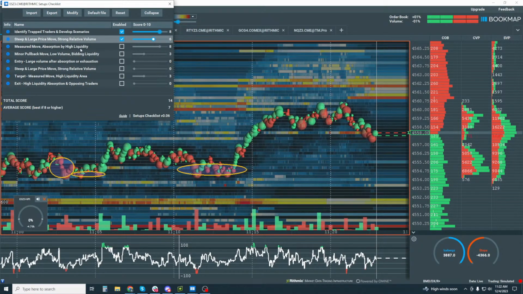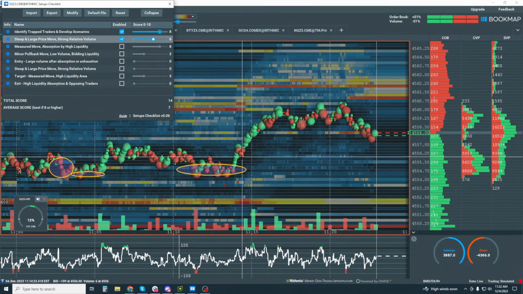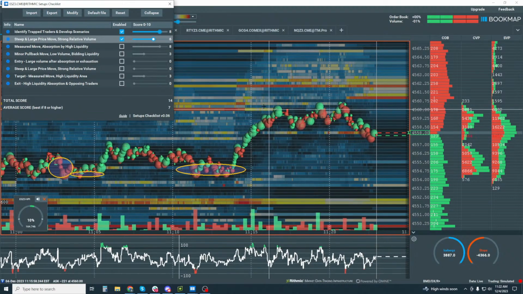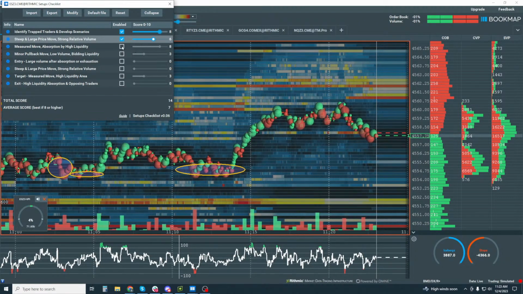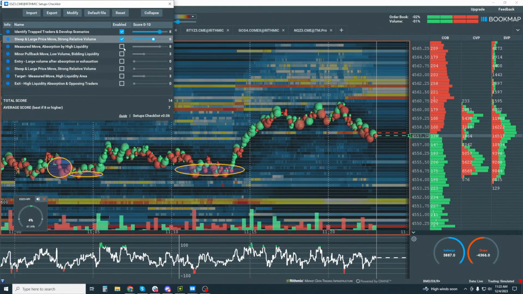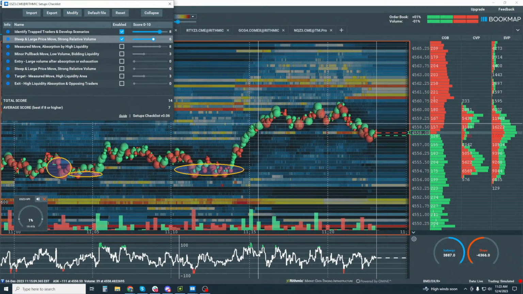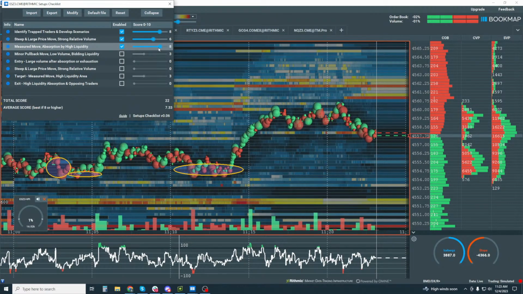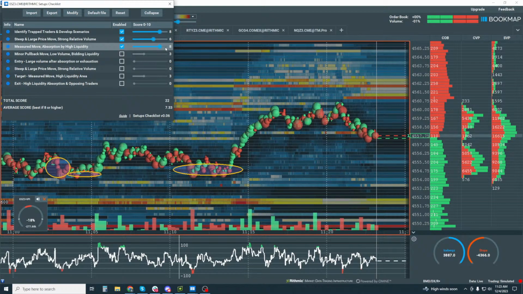Measured move up into high liquidity. Yeah, that looks pretty good. Okay, it came up into that area there. An absorption up there. That's good. And strong volume all the way through, which is good. Just we wanted to see stronger volume. And I give that one an 8.